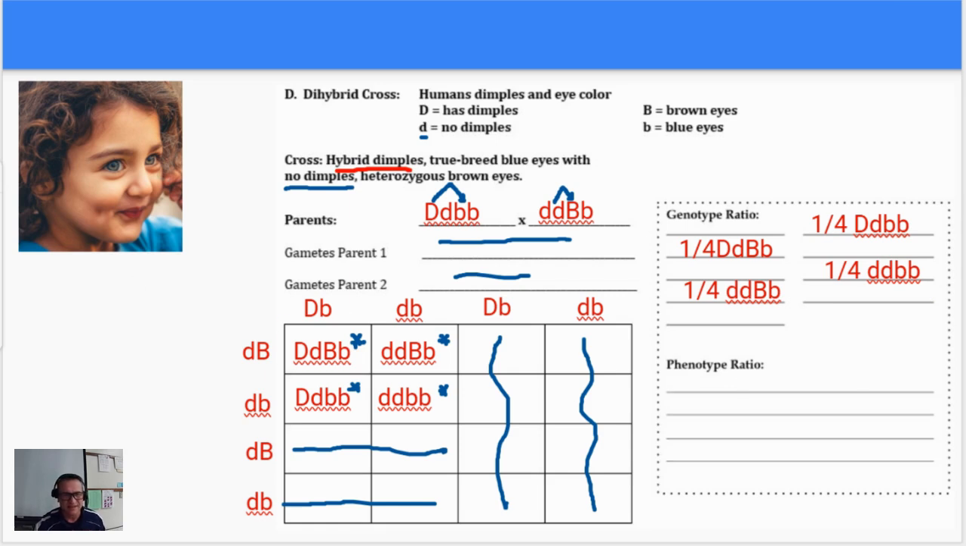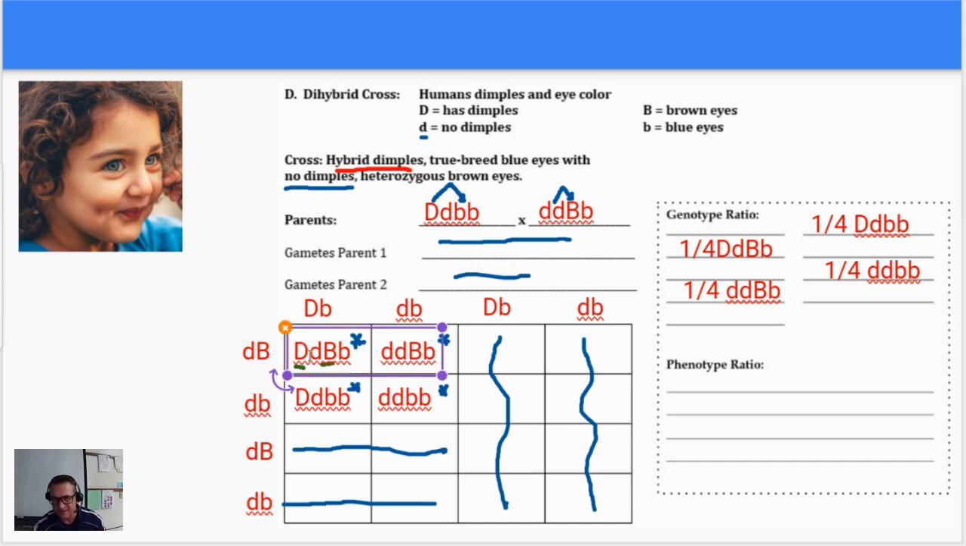Phenotypic ratio. All right, let's see. Let me change my drawing to red. All right, let's go green. All right, so this person's going to have dimples and brown eyes. There's only one person because this person's going to be no dimples and brown. This person's going to have dimples and blue. This guy's going to have no dimples and blue.